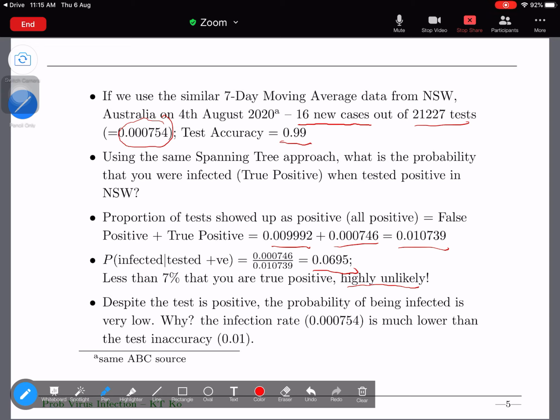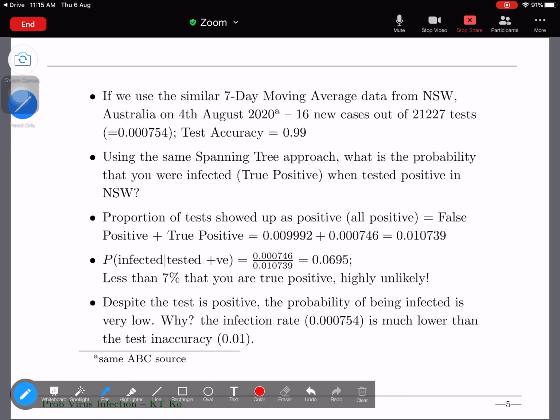The question is why? Because the infection rate per test is very small and much lower than the inaccuracy of the test, which is about 1%. So in fact, if you look at the relative ratio, the inaccuracy is about 10 times the infection rate. And that shows the reason that the chance you are actually a true positive is only 7% or less.